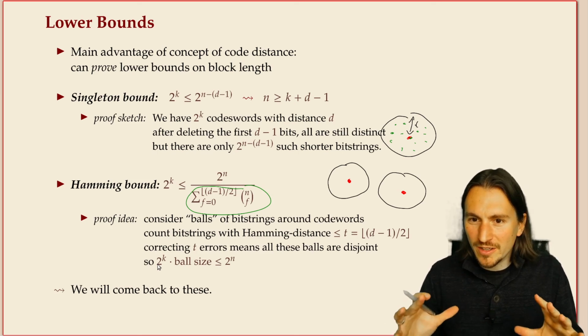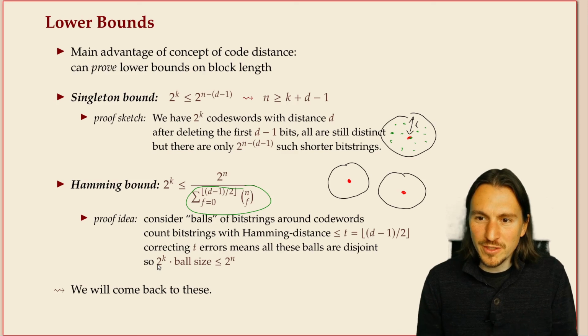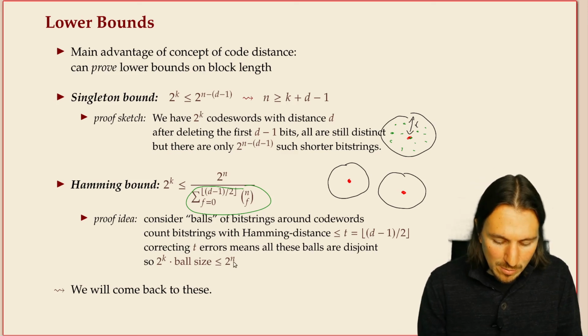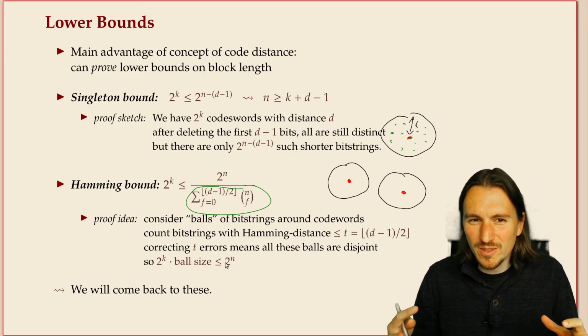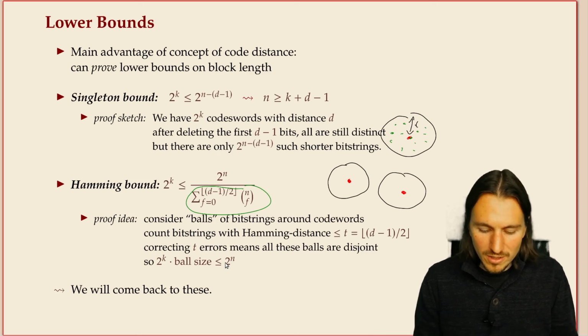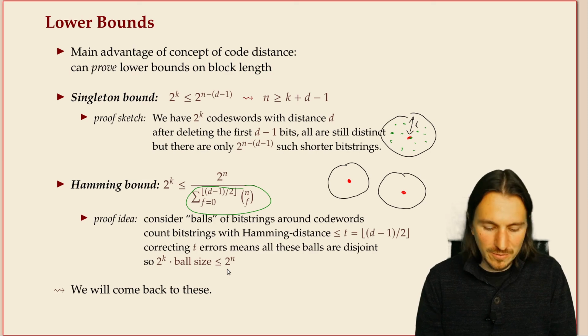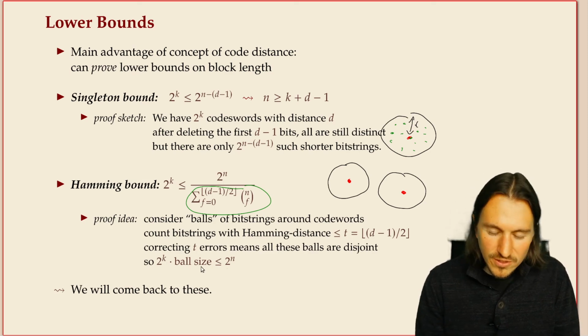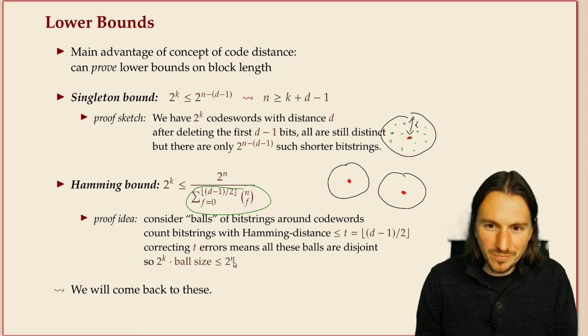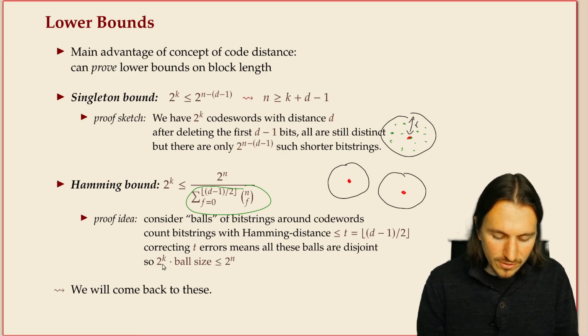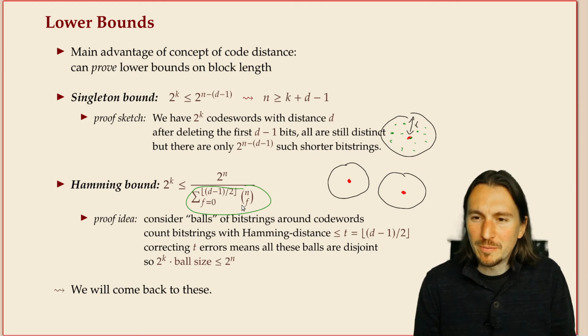I get a certain number of bit strings, and that cannot be more than the universe. Otherwise, they would have to overlap. If they don't overlap, they have to all fit into the space of 2 to the n bit strings. I have so many balls. This is the size of each ball, this thing. So that has to be at most 2 to the n. And rearranging for 2 to the k gives you the Hamming bound.